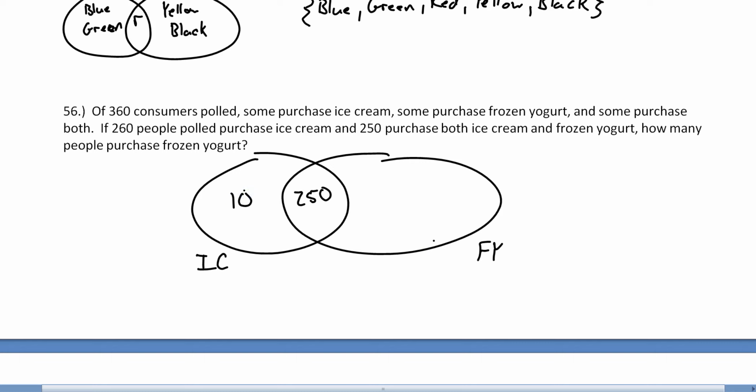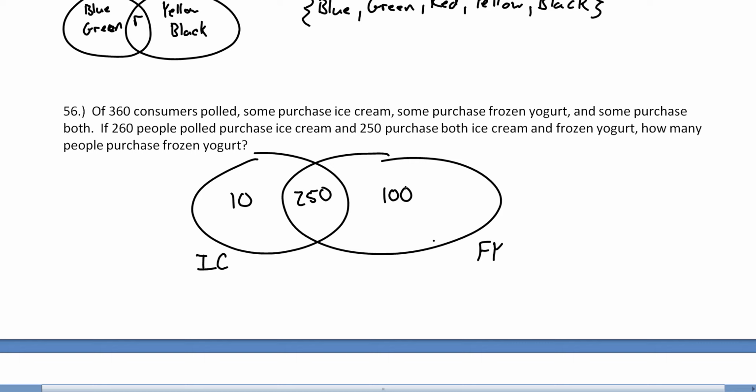And so when we look at this, there are 360 people total. There are 260 accounted for right now, which means there's 100 left that must be over here in terms of only purchasing frozen yogurt, okay? And so when you look at how many people we have total, we can see the 360. We can see that 10 only purchase ice cream, 100 only purchase frozen yogurt, but the majority of people, 250, purchase ice cream and frozen yogurt.